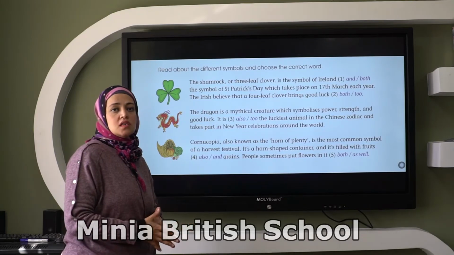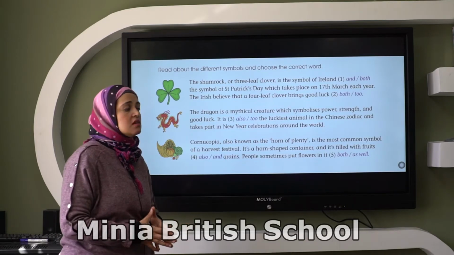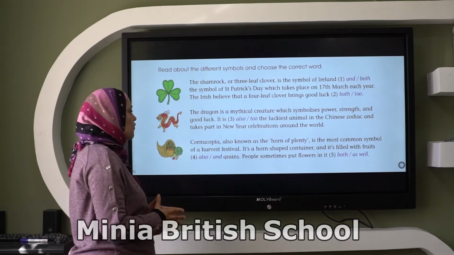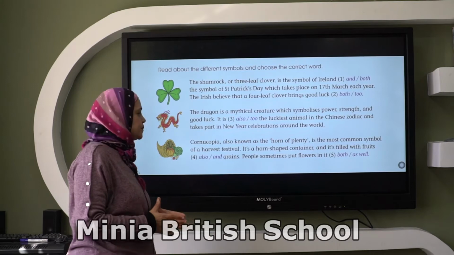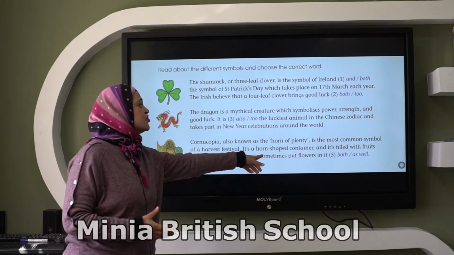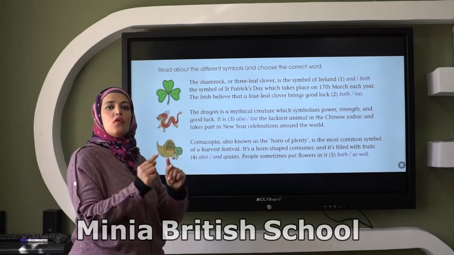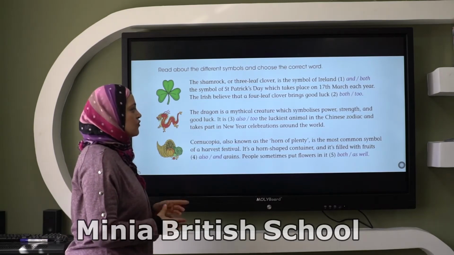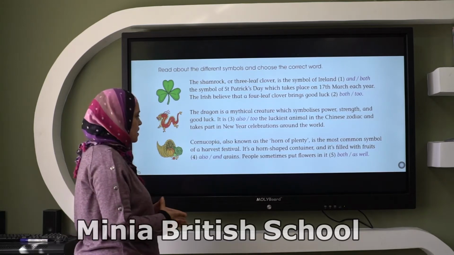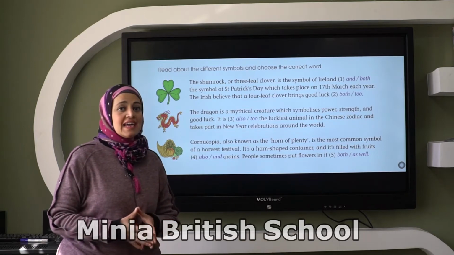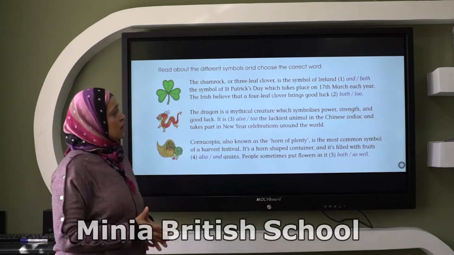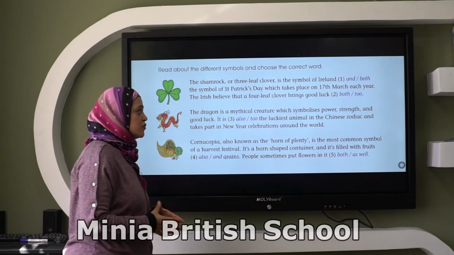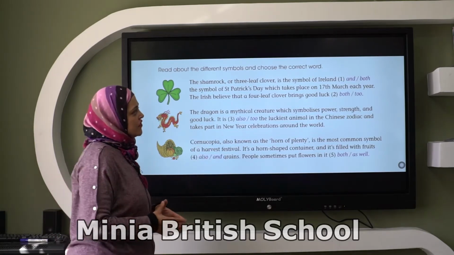So the cornucopia is the symbol to celebrate the harvest time. Cornucopia, also known as the horn of plenty, is the most common symbol of a harvest festival. It's a horn-shaped container. Horn-shaped is an adjective. It means it has the shape of a horn. And it's filled with fruits and grains. People sometimes put flowers in it as well. Here he is giving you an example of how to use these words for adding information, and we discussed the new words for this lesson.